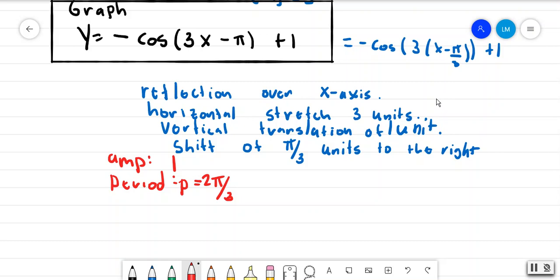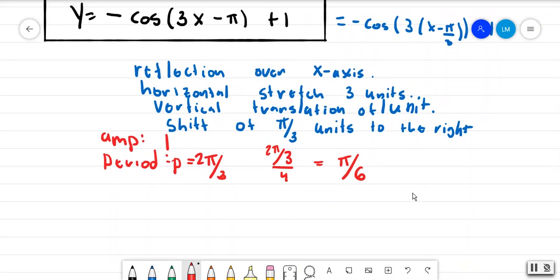So that tells you what your new starting point is and what your new end point is. Now, remember that you always take the period and divide by 4. If you do that, that basically gives you a shift of pi over 6 units for every important point. So we know it's going to start at pi over 3, but it's going to end at 2 pi plus pi over 3, which in this case is 7 pi over 3.